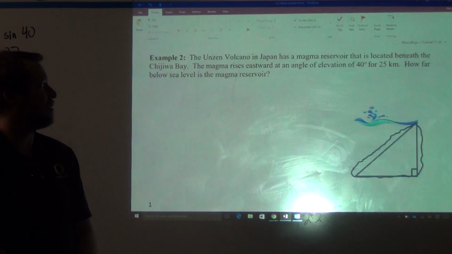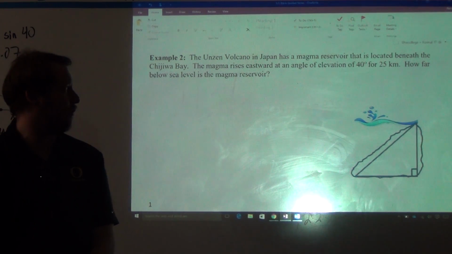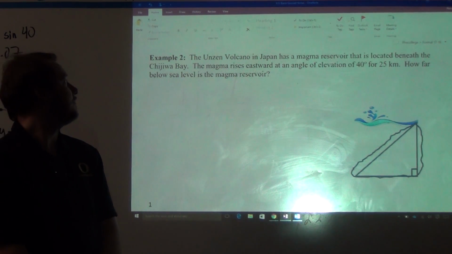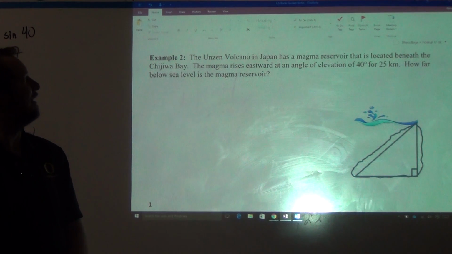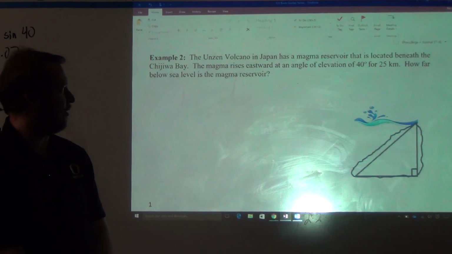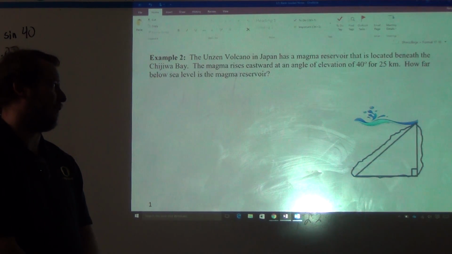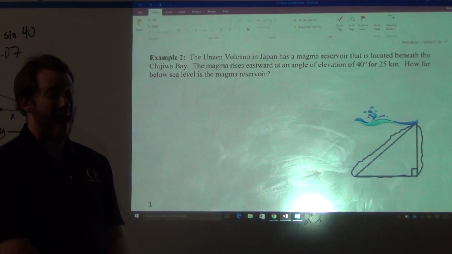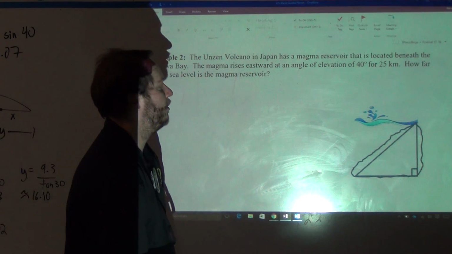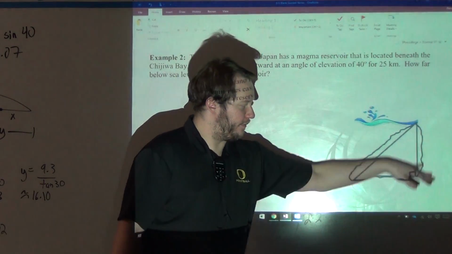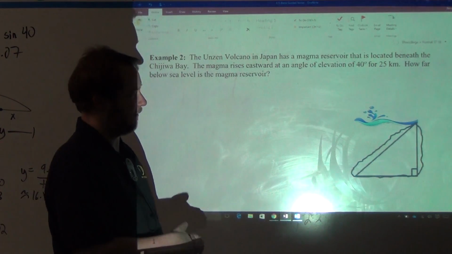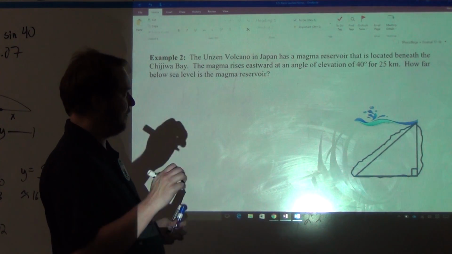The Unzen volcano in Japan has a magma reservoir that is located beneath the Chichiwa Bay. The magma rises eastward at an angle of elevation of 40 degrees for 25 kilometers. How far below sea level is the magma reservoir? Magma reservoir. Okay, so they've already started us a little bit of a drawing, trying to help us out. In the future, maybe we'd have to do all this ourselves.